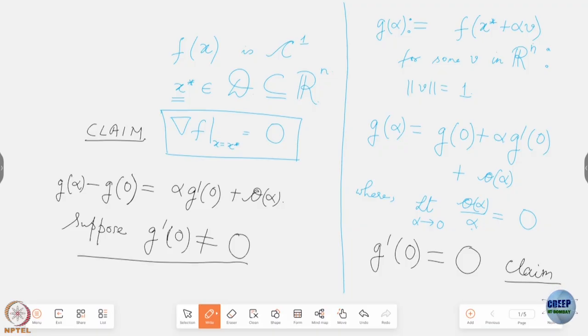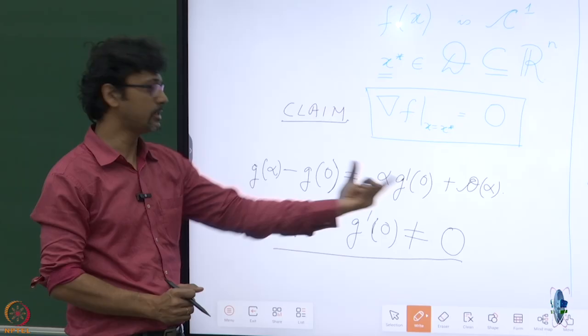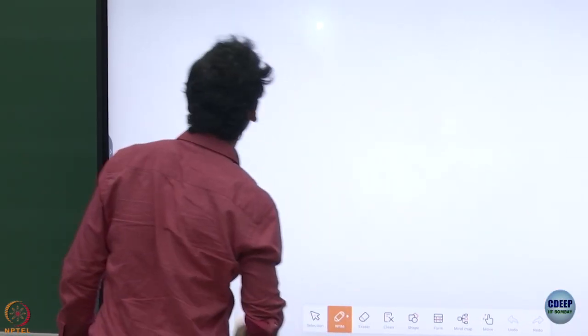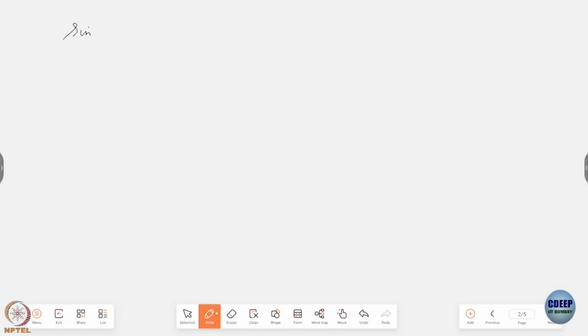Look at this here. If I now impose a signum function on either side, they would either both be plus 1 or both be minus 1, because these are equal. So the signum of this is the same as the signum of this. Now, since this gets smaller as alpha tends to 0, what might we say?